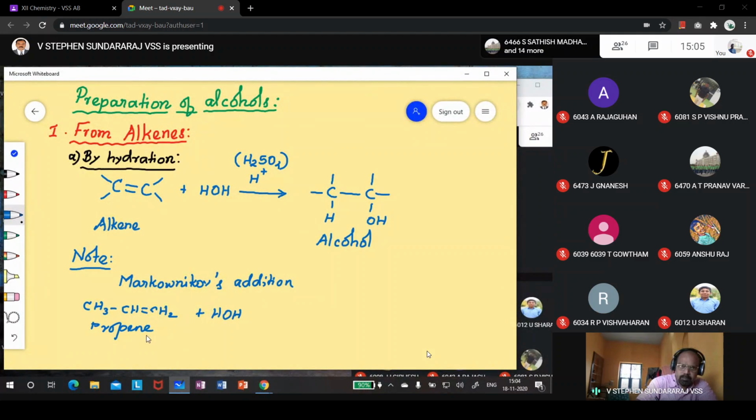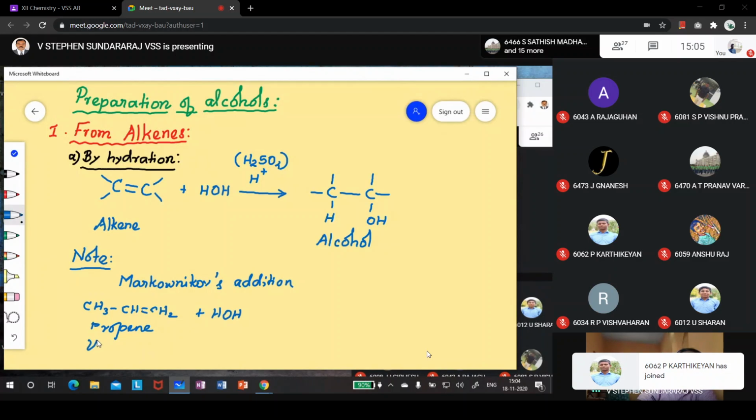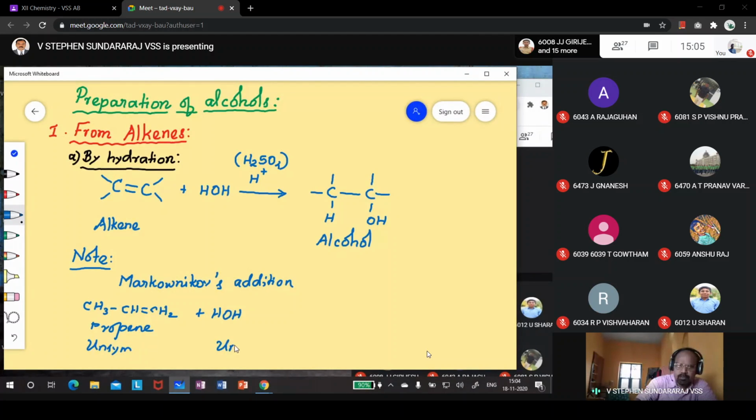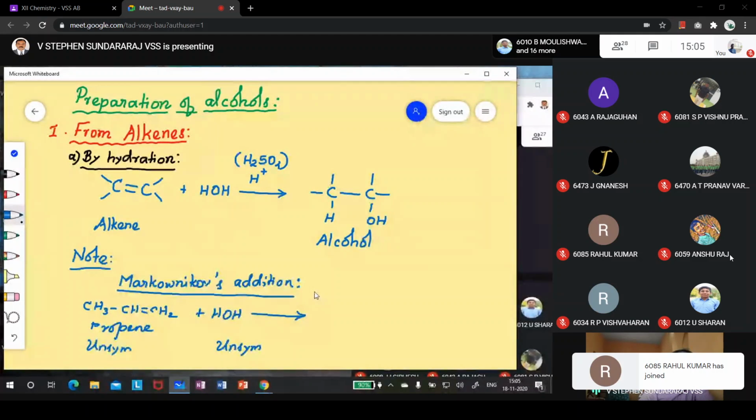This is unsymmetrical. This is also unsymmetrical. All of you should know, there should not be any question in your mind why one can talk about Markovnikov's addition. So even if you don't remember exact names, at least remember, don't forget. One can talk about Markovnikov's addition.